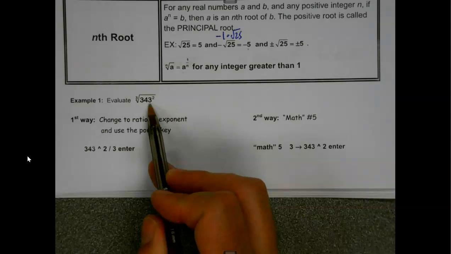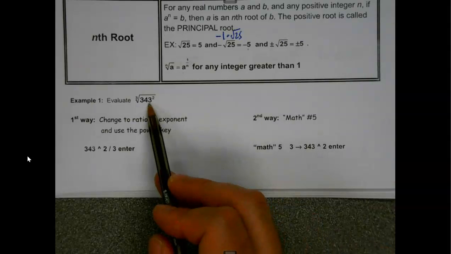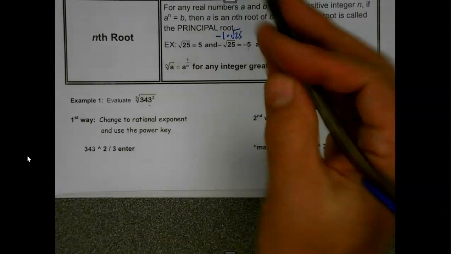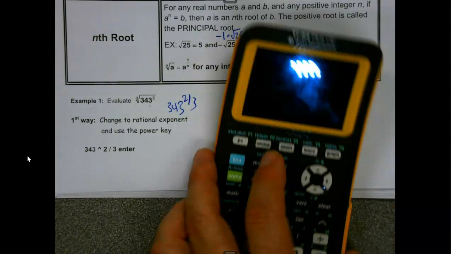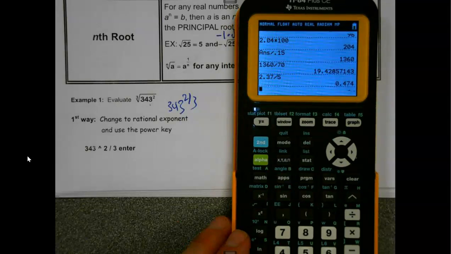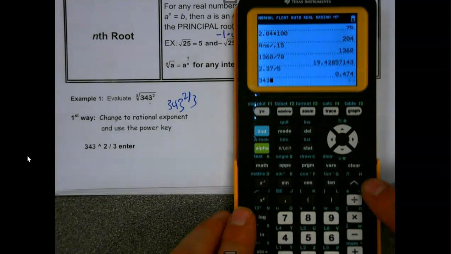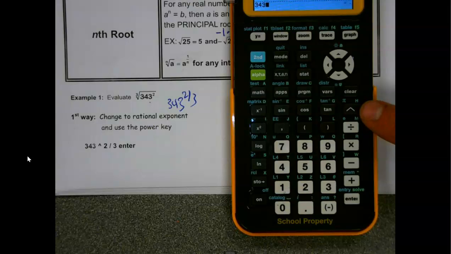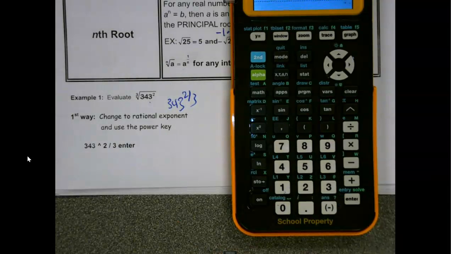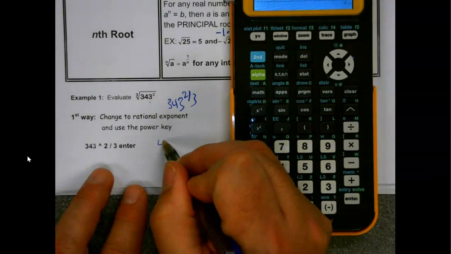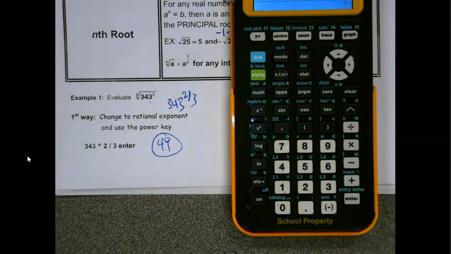So evaluate this. My first job is I could turn it into an exponent. 343 to the 2/3. Grab my handy dandy calculator. 343, there's my exponent button again, right above divide. 2 divided by 3. Bam. 49.